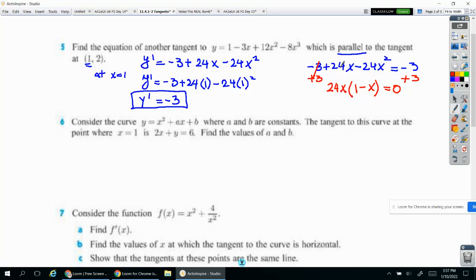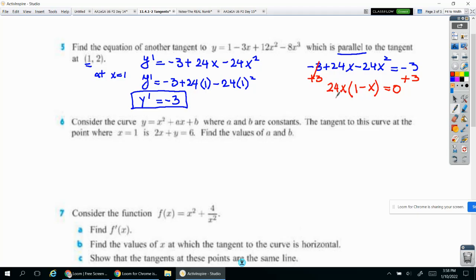How did we factor this? We noticed that 24 and 24 can be factored out. That's the common factor, the greatest common factor. And then x and x squared, we can factor out x. And then remember, that's factoring out the GCF, which means go back and divide each term by the GCF, the greatest common factor.